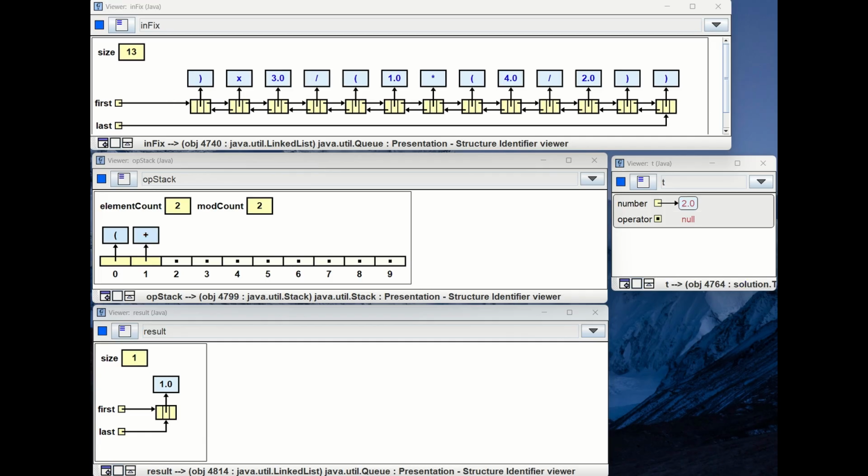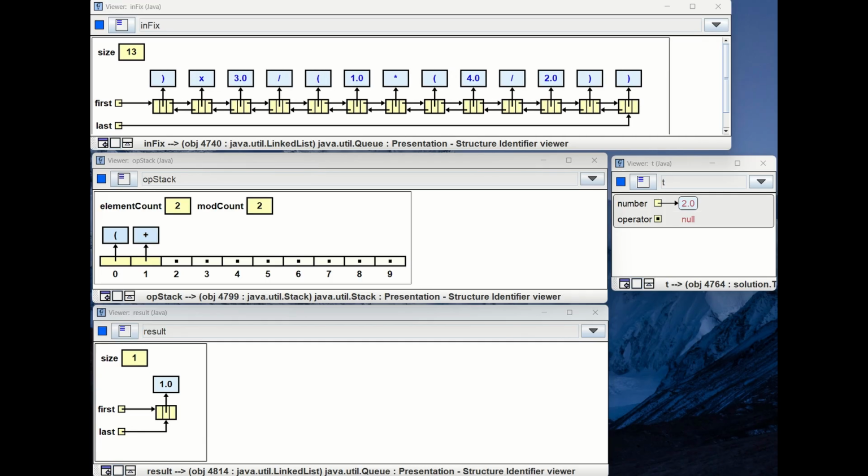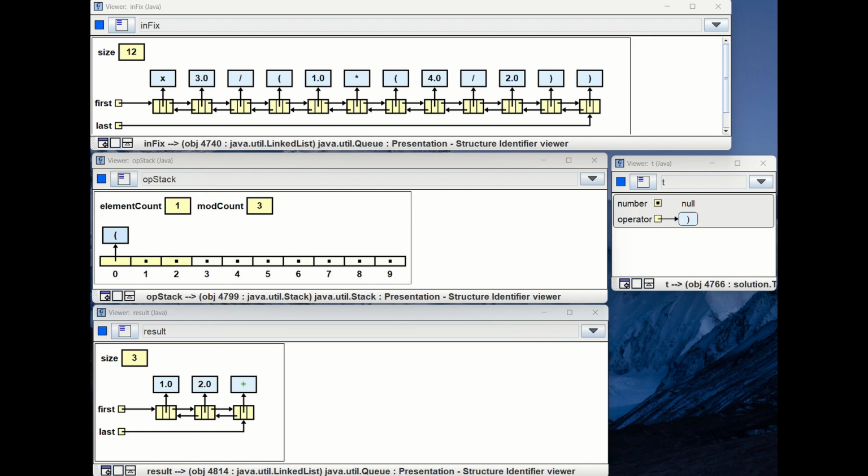We're going to examine the 2. The 2 goes into the results. Now we examine the closed parenthesis. When we see a closed parenthesis, we're going to pop all the operators off of our stack until we get to the first open parenthesis, and then we'll discard the parentheses. So we're going to pop off the plus and put the plus on the results, and then we're going to discard the open parenthesis, and then discard the closed parenthesis, and then go back to the input.